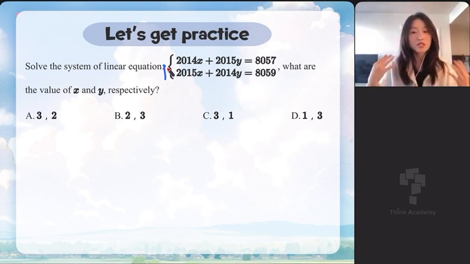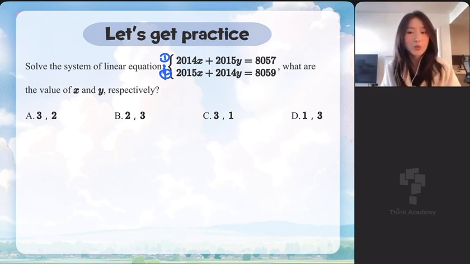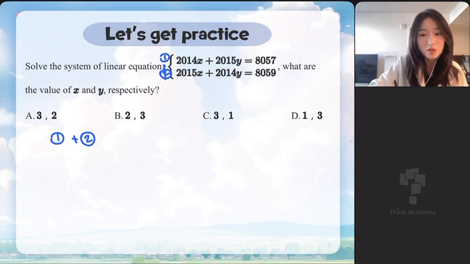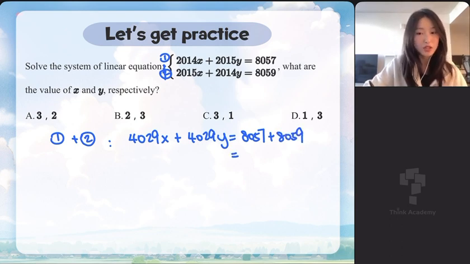When we are working with a symmetrical system of equations, we can always add those two together. For example, we have this as 1 and 2. If we add 1 and 2 together, we are going to arrive at the same coefficients for the two different variables. So 1 plus 2 will give us 4029x plus 4029y equals 8057 plus 8059.